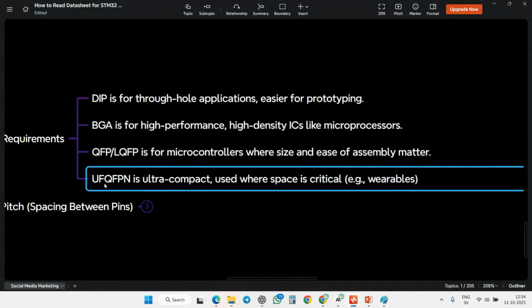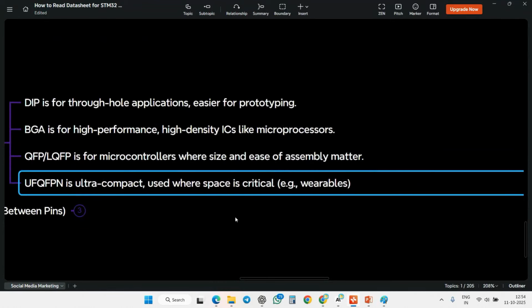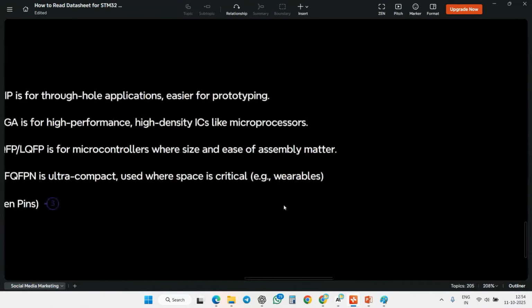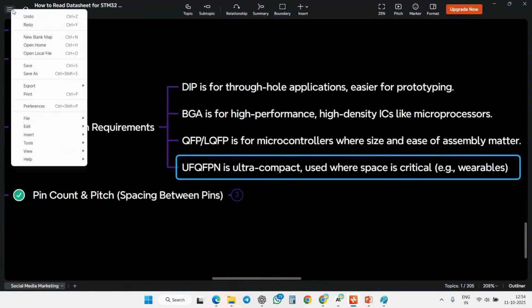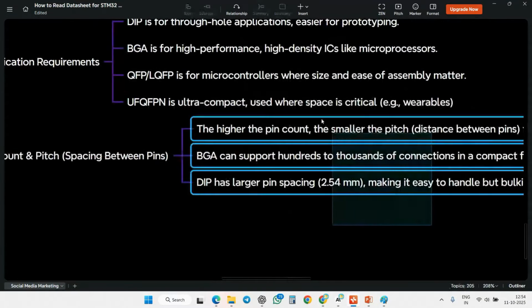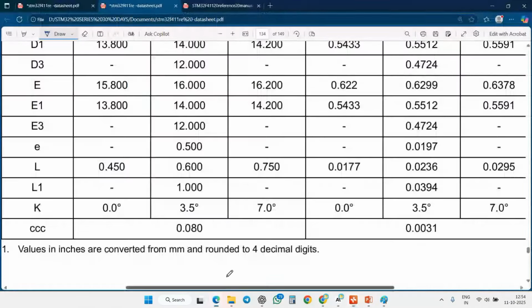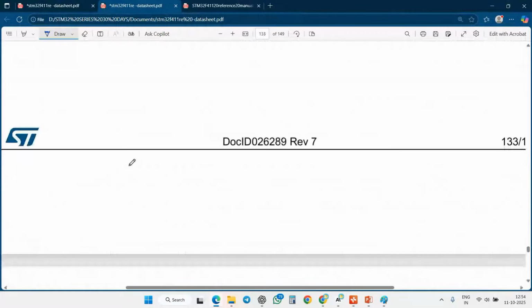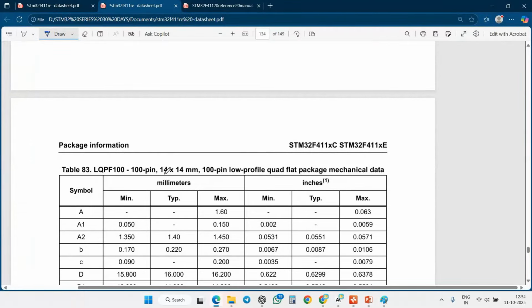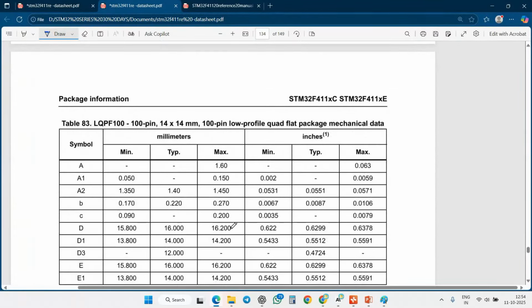We also have the ultra fine quad flat package. Whenever we are creating a chip for space, at that time we require more pins in it. For that we use the ultra fine quad flat packages. And the pin count and pitch, we can get the data. We already studied this, right? So we can get the pin size and data from here. It tells about the pin size, the distance between each pin, and everything. Okay, so that is the low profile quad flat package, the full form.